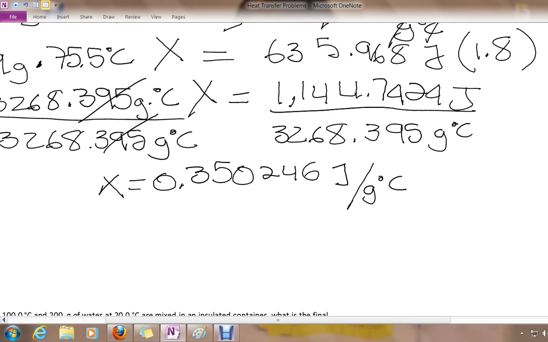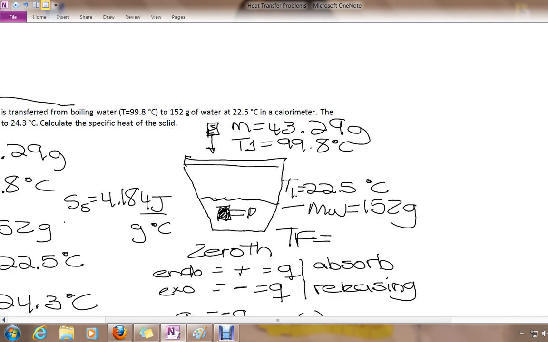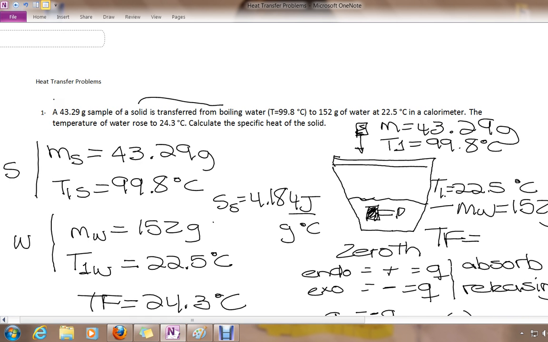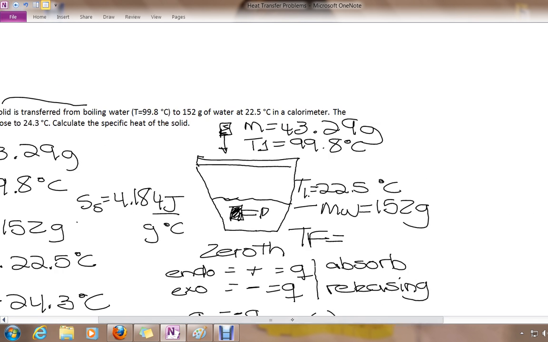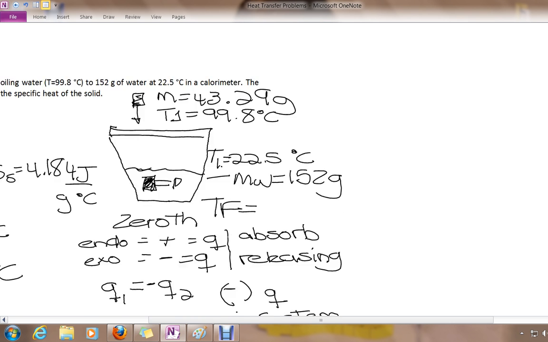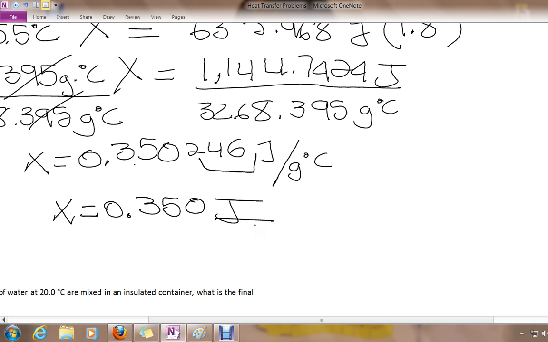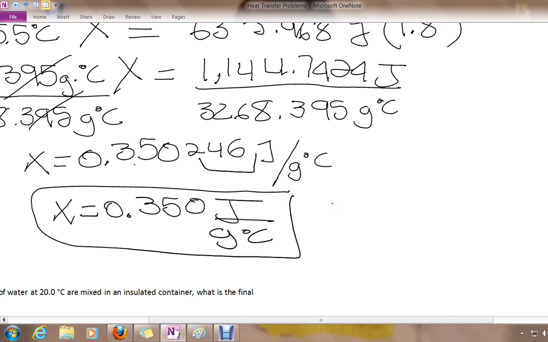And how many sig figs do we have in the problem? We have 152, 24.3, 22.5, all of them are 3 sig figs. This is 6, but it should be given in 3 sig figs. So we have to drop the 246. It's going to be 0.350 joules per gram per Celsius. And that's the right answer. And this is our specific heat of the solid.